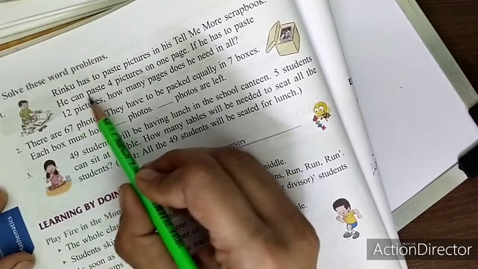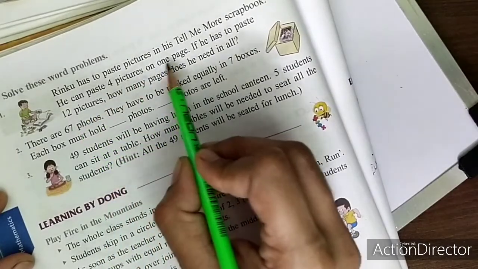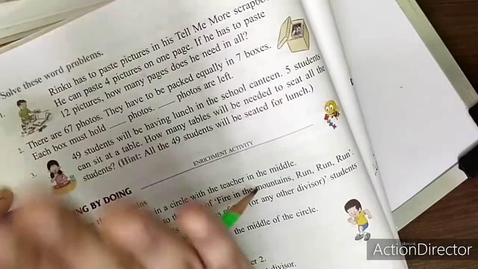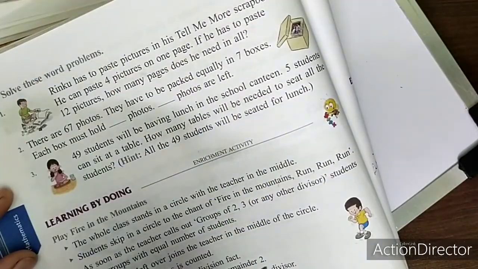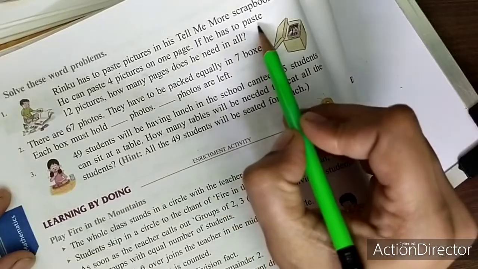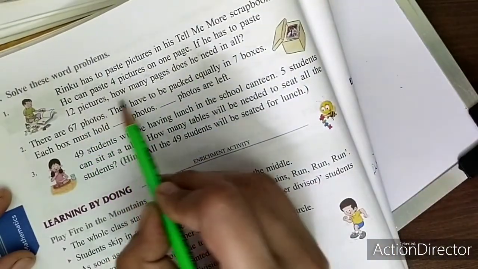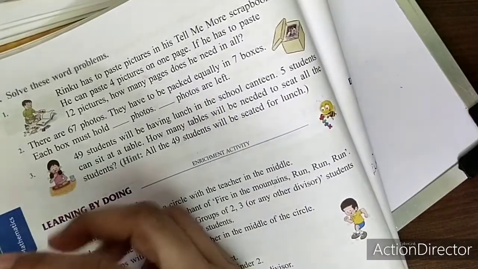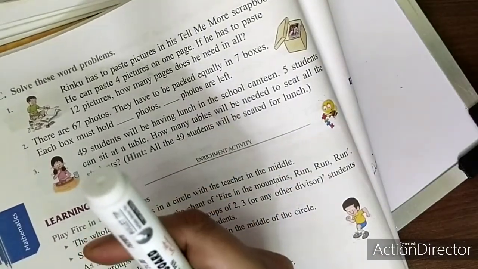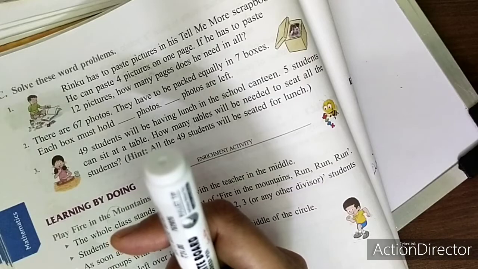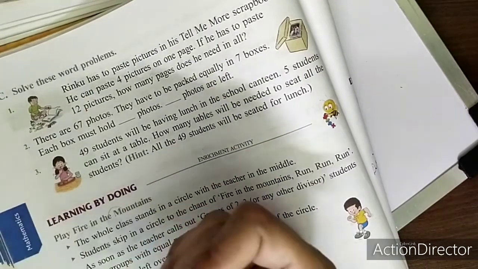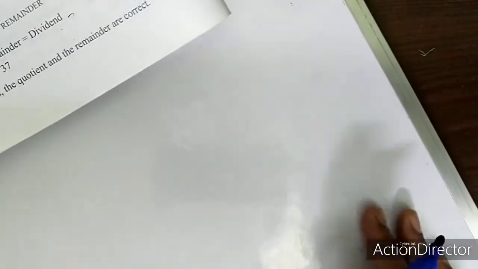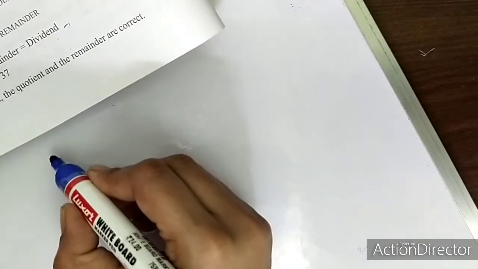He can paste 4 pictures on one page. In one page, how many pictures can he paste? He can paste 4 pictures in one page. If he has to paste 12 pictures, how many pages does he need in all? So he has to paste how many pictures? 12 pictures. One page, how many pictures? 4 pictures. So now the question is how many pages are needed?